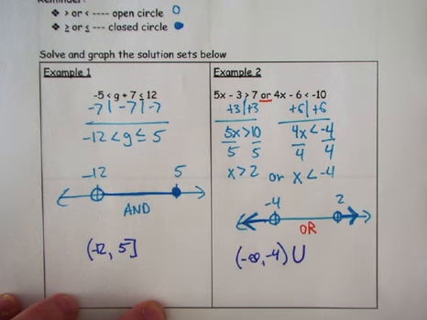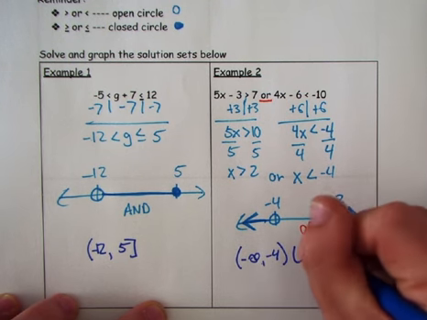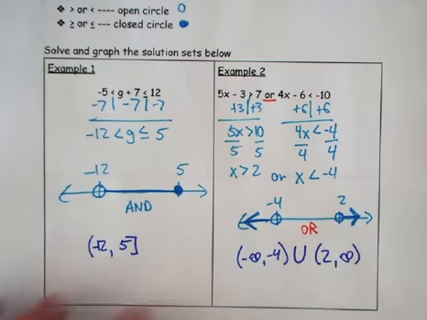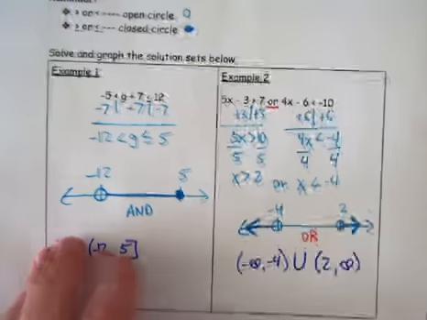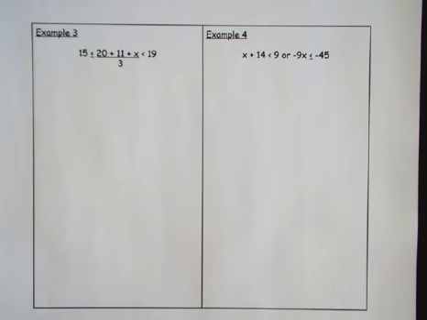Remember our union for "or", we often use the union. We're going to have, once again, parentheses to positive infinity. Great. We've got two more examples, examples 3 and 4 on the back. Let's do those quickly now.